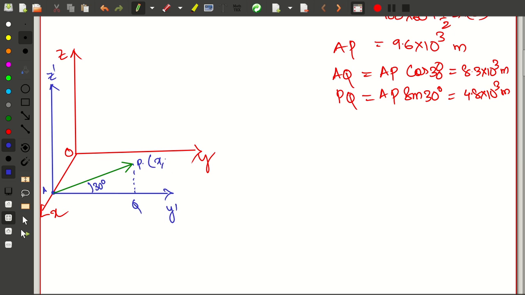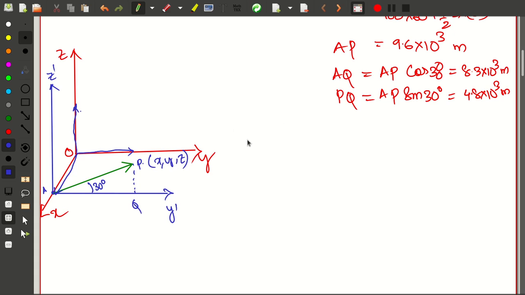So P has coordinates x, y and z. So what is the x axis? This distance is your x coordinate, this distance is the y coordinate, and this distance is the z coordinate with respect to the radar. So all these values we already calculated here.